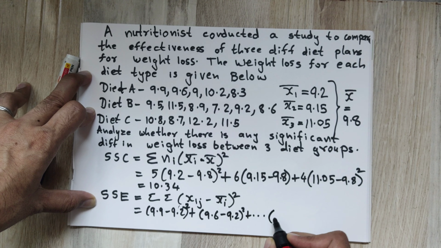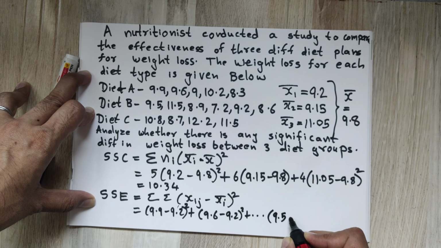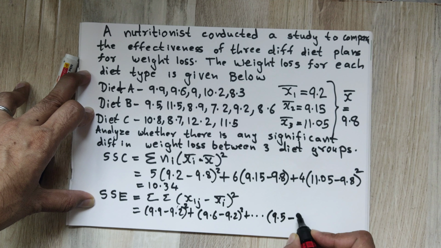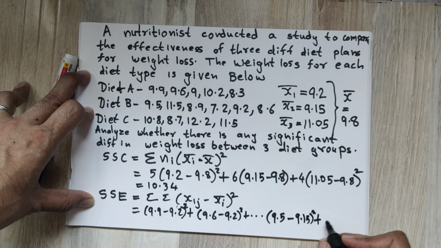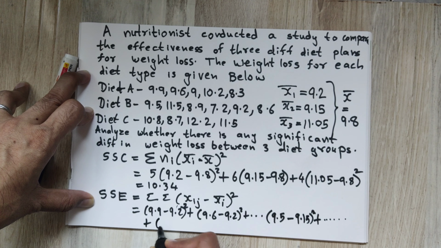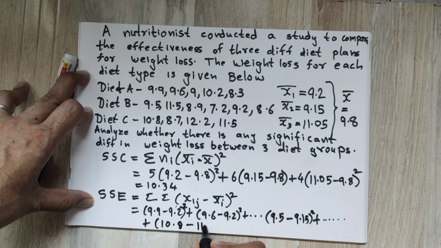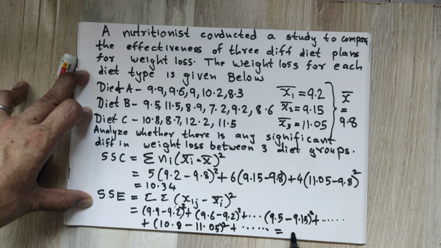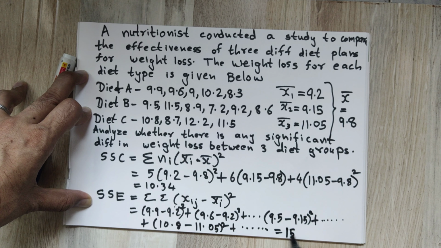Then we will take the second sample. The second sample, first point is 9.5 minus the sample mean 9.15, square. Here also we will do for all the points. And then for the third sample, 10.8 minus the sample mean 11.05, square. Here also we will do for all the points. So on calculating this, we get the value of SSE as 15.32.